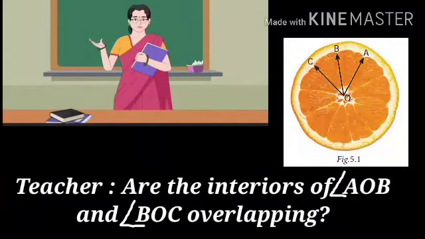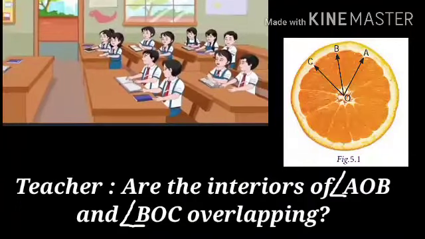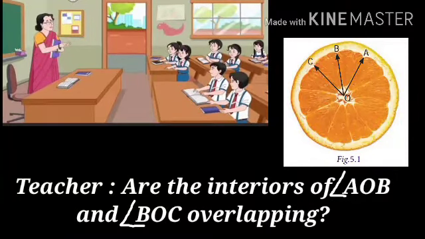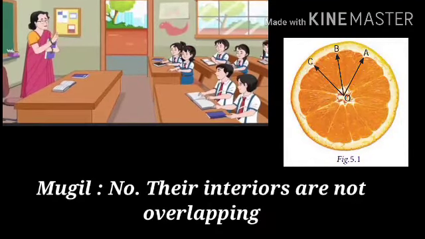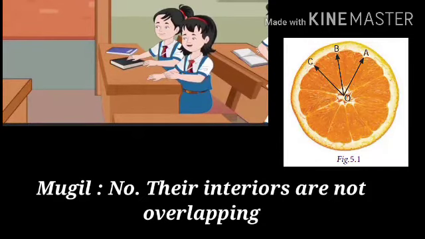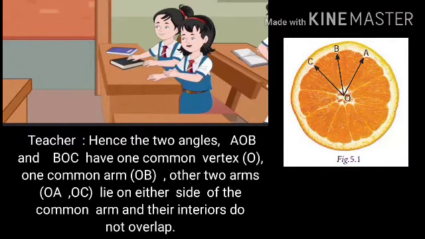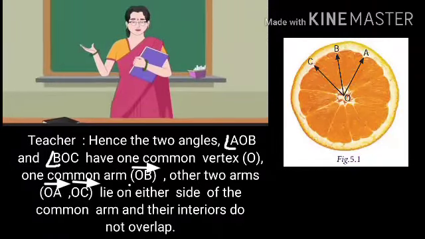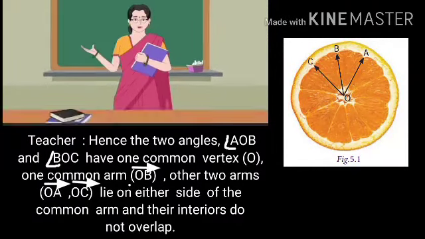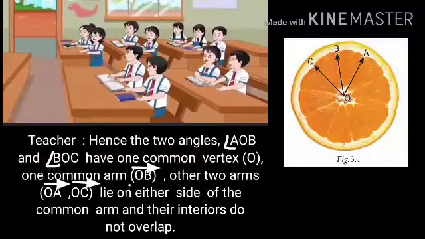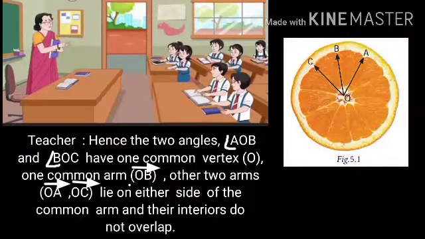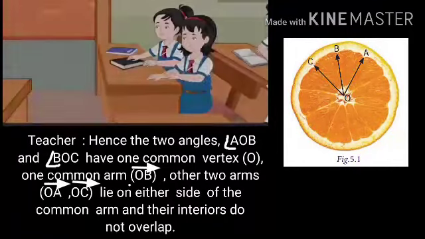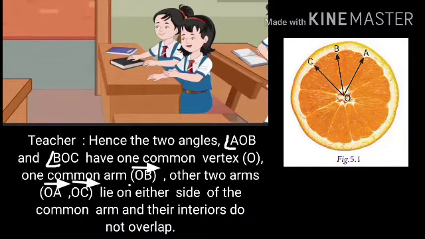Teacher: Are the interiors of angle AOB and angle BOC overlapping? Mugil: No, their interiors are not overlapping. Teacher: Hence the 2 angles, angle AOB and angle BOC, have one common vertex O, one common arm OB, and the other 2 arms OA and OC lie on either side of the common arm and their interiors do not overlap.